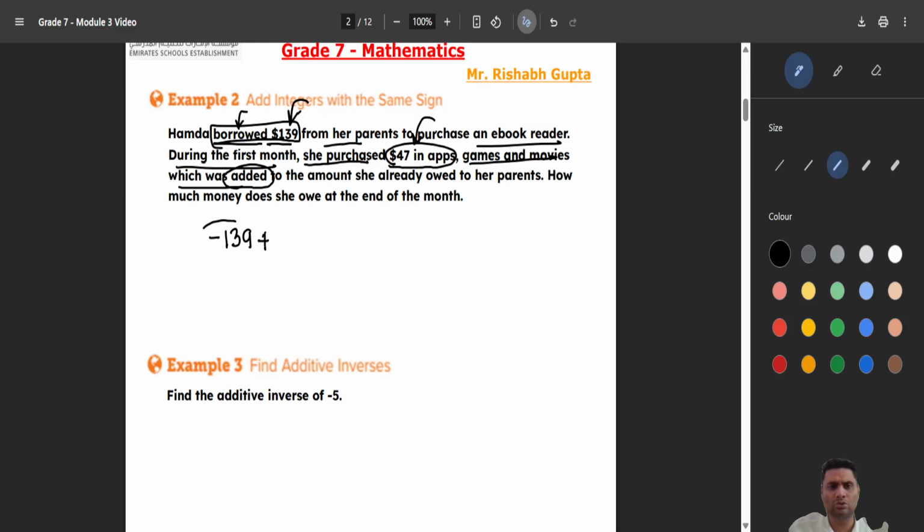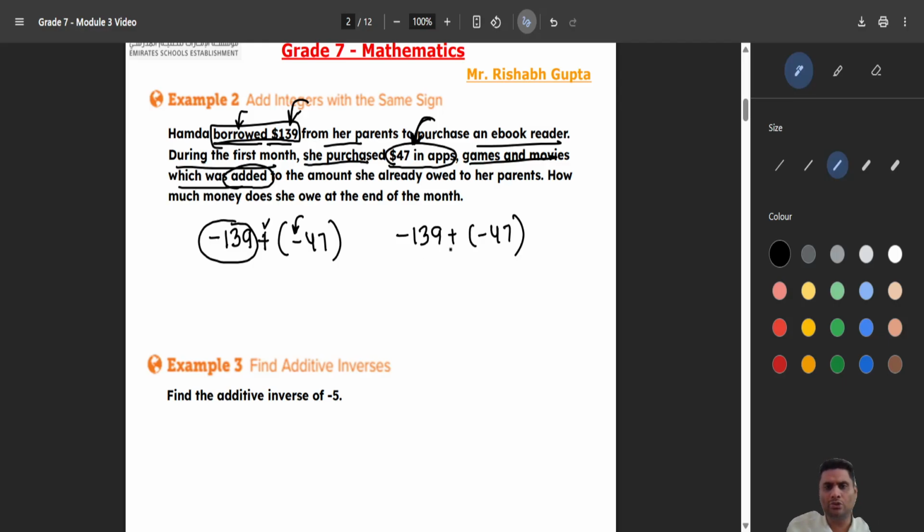She already owes 139, correct? Now we are adding how much? Minus 47 here. Now you will say, why did you put minus 47? Because she took this money from her parents again to buy apps, games and movies. So when you borrow some money, you have to return it. Return means minus. So what do we have to solve? Minus 139 minus 47.